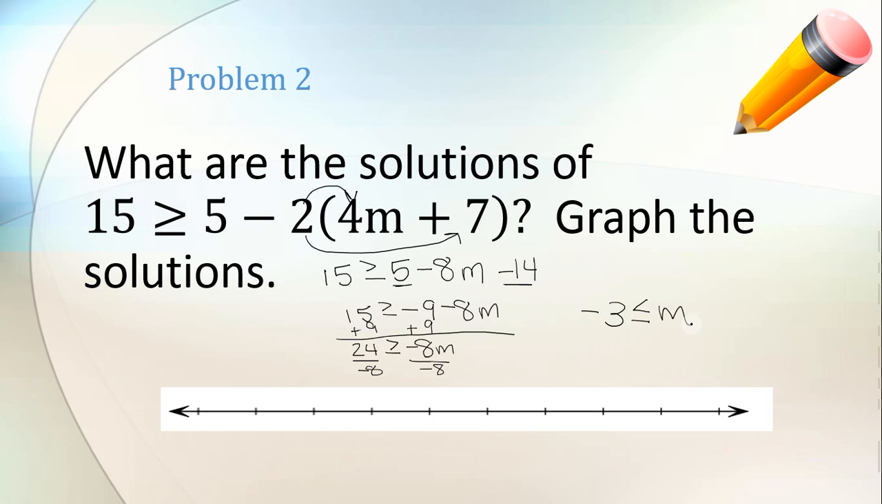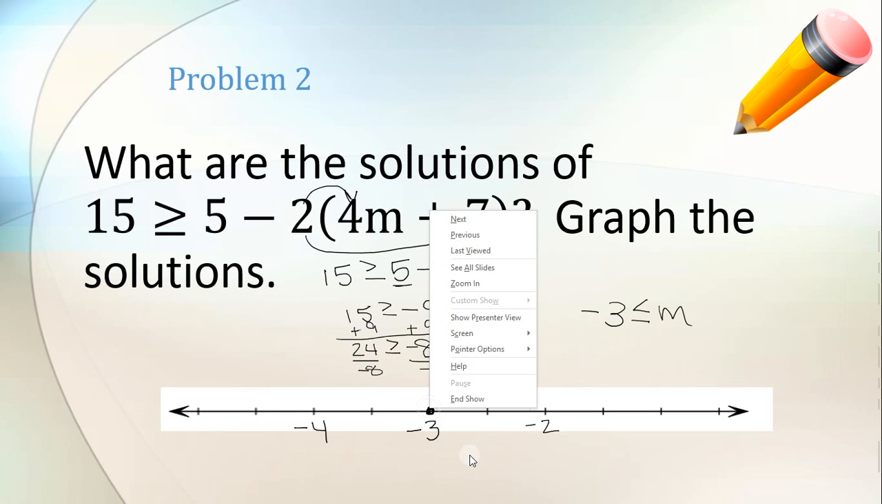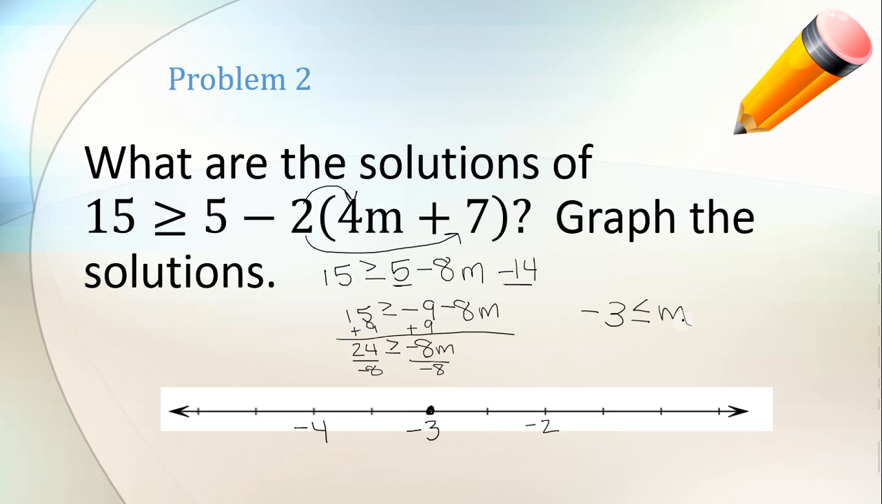So now I'm going to start labeling my graph. So I got negative 3 here, negative 4 there, and negative 2 there. Now, I'm going to have a closed dot at negative 3. Now, if you remember, I like when the variable's on the left. Then it's 10 times easier for me to figure out which way to graph. So I'm going to flip it around. So I'm going to have m.